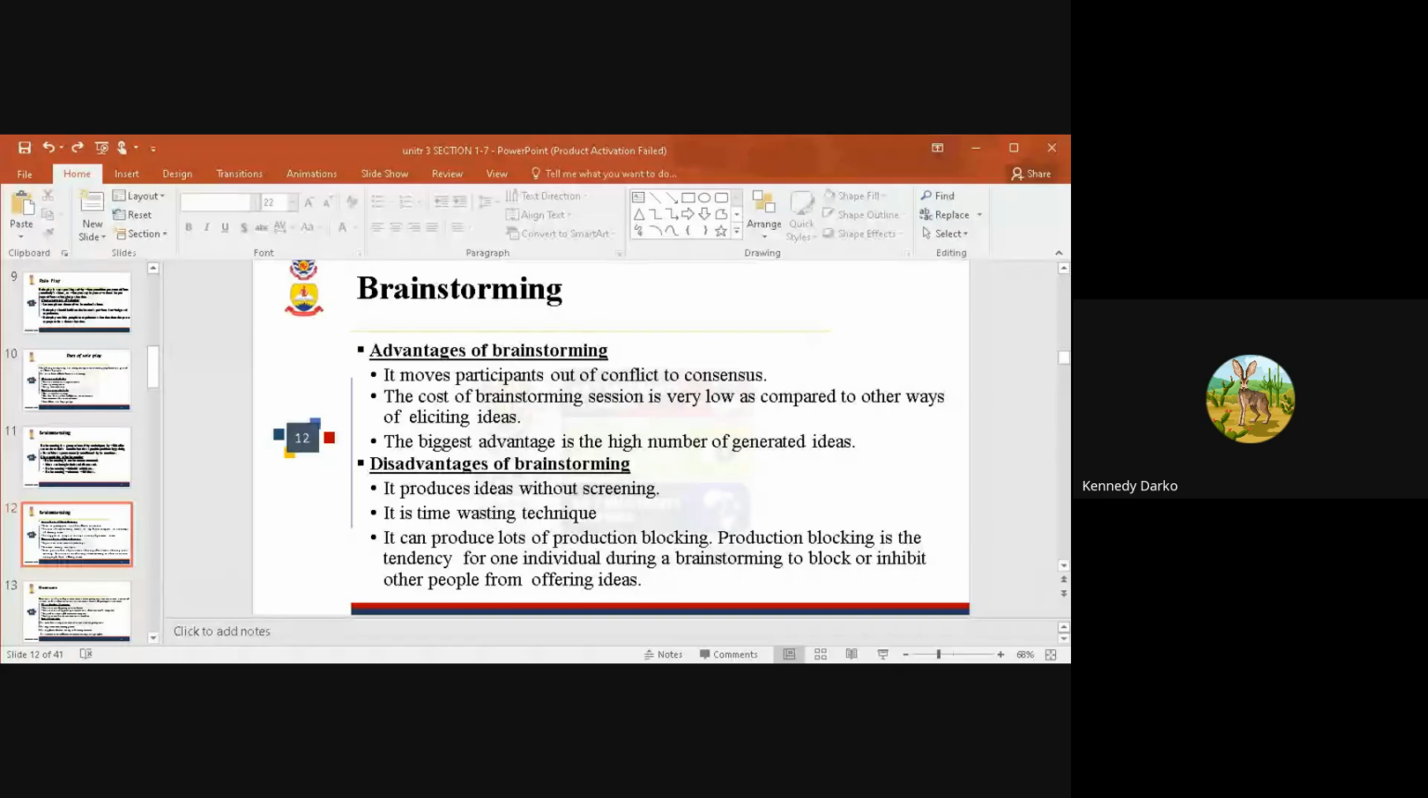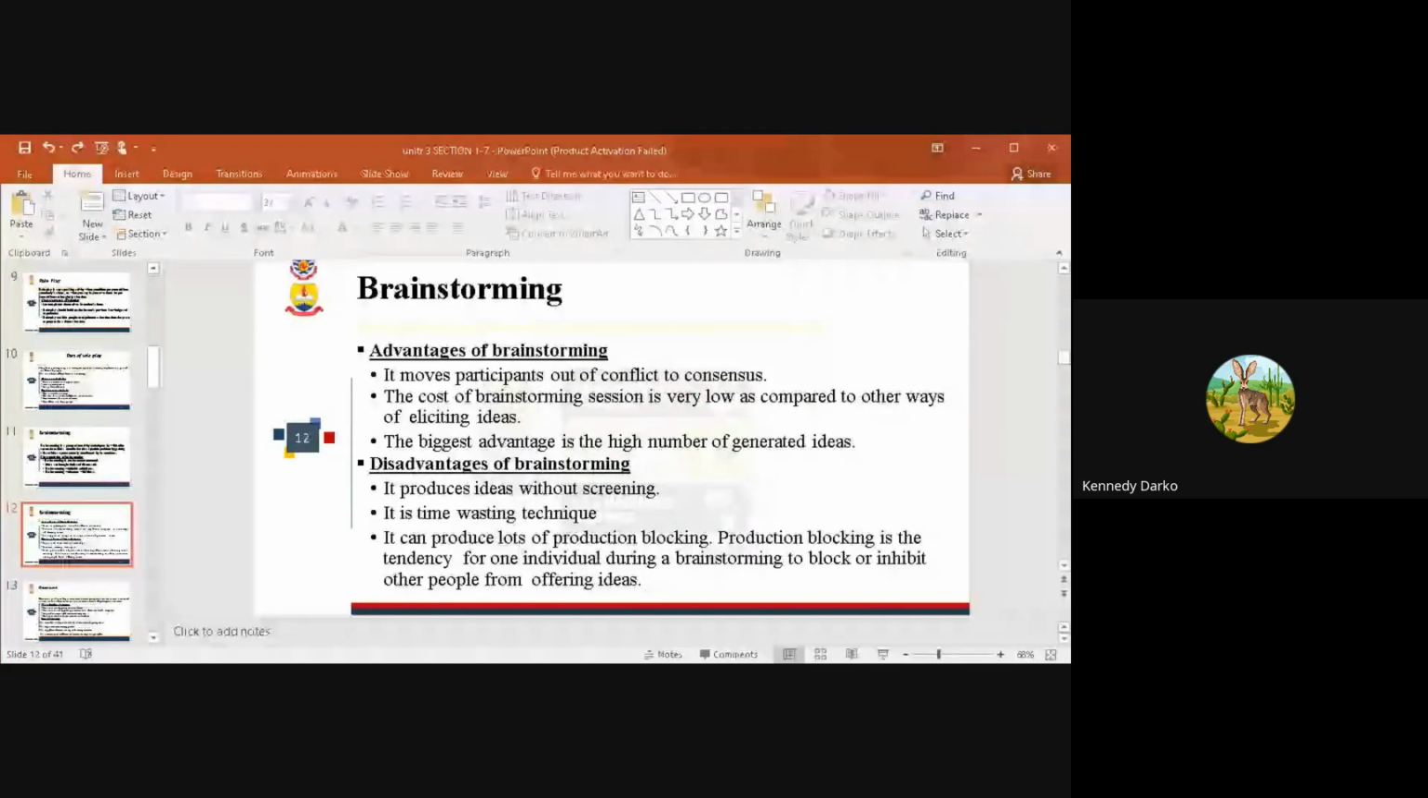consensus. The cost of a brainstorming session is very low as compared to other ways of what? Eliciting ideas. Very, very low as you compare to other ways of getting the ideas for that particular problem that you have been given, or the task that you have been given to complete.